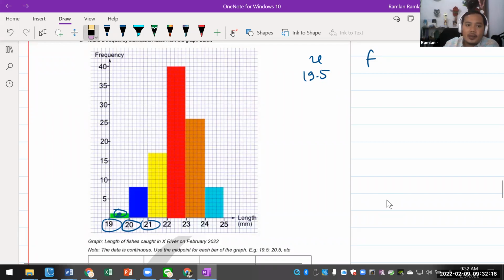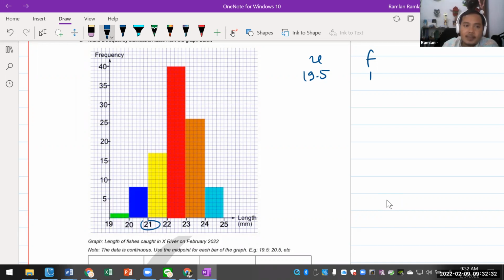And then as you can see in here, ini kan udah ada gridnya ya. Lihat ya, gridnya cuma satu ya. Misalnya 5, 4, 3, 2, 1 gitu ya. Jadi satu begini itu 5 ya. Okay, so this is going to be 1. So the frequency of 19.5 is 1.